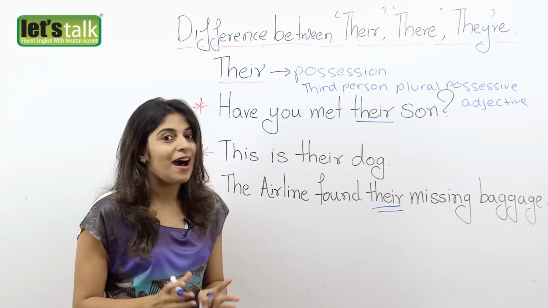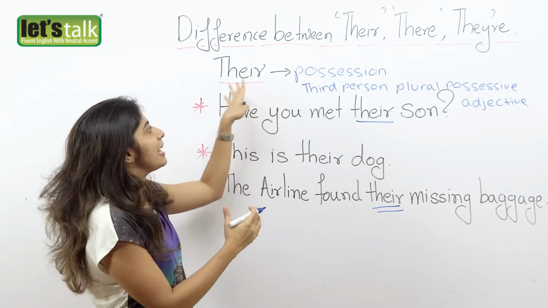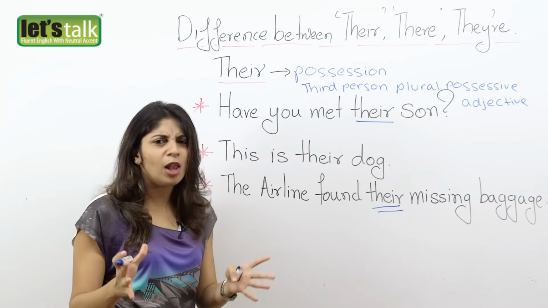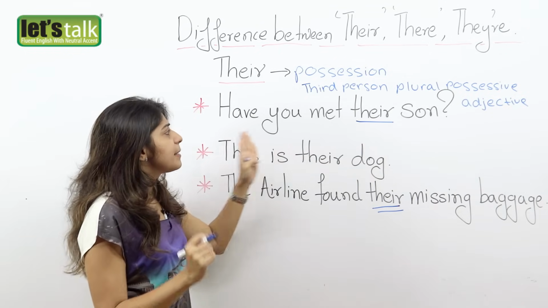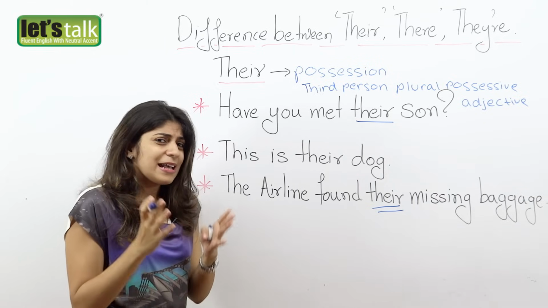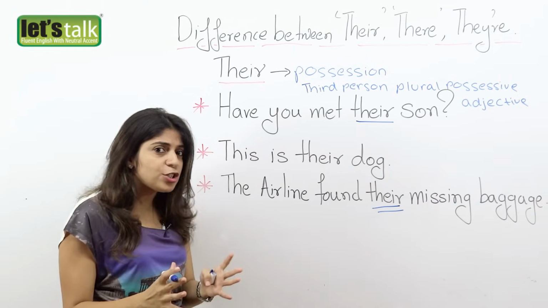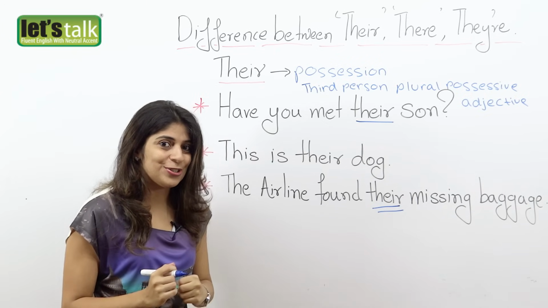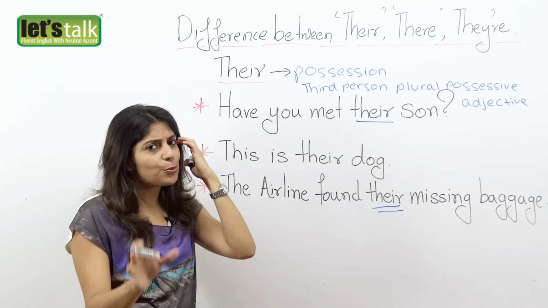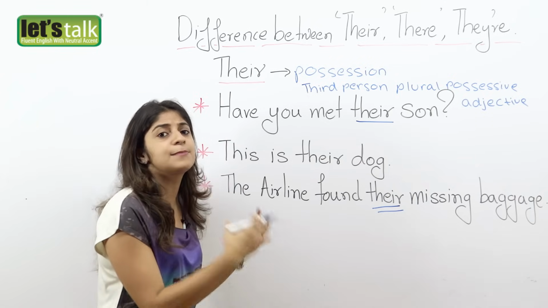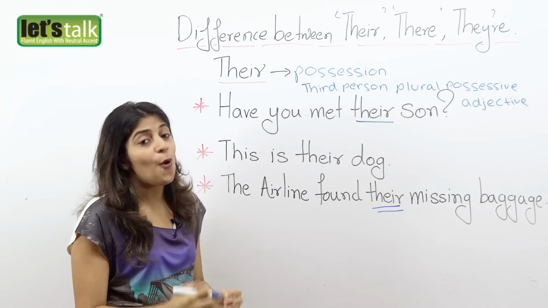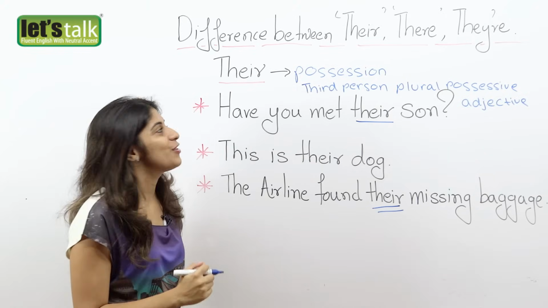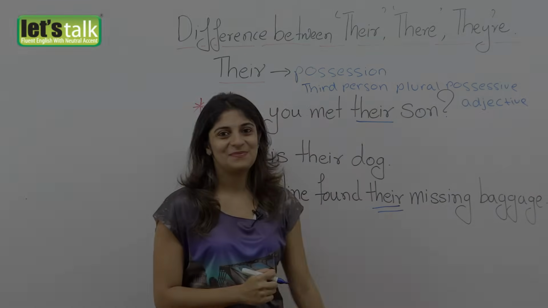Now, most of the time, the word their, that is T-H-E-I-R, is followed by a noun. And usually, except for serving as an adjective, their has no other usage in the English language. So it's pretty simple. Once you understand the rule that it indicates possession, then you would know when to use it correctly.